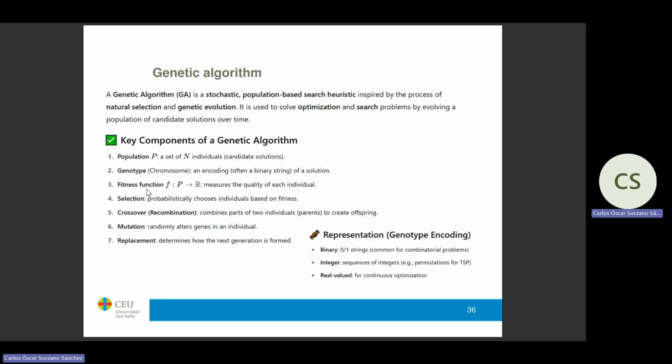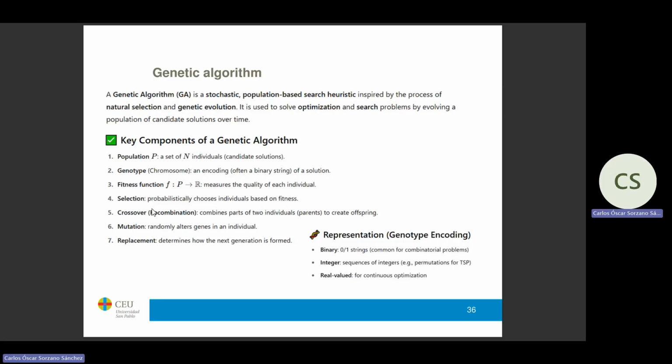The first one is selection. So selection somehow tries to mimic this natural selection. It is a probabilistic choice of the individuals based on the fitness. So the best fitted individuals have more chances of being represented in the next generation, while the least fitted will tend to disappear, but they don't deterministically disappear. So maybe a very badly fitted individual by chance gets to the next iteration, to the next generation.